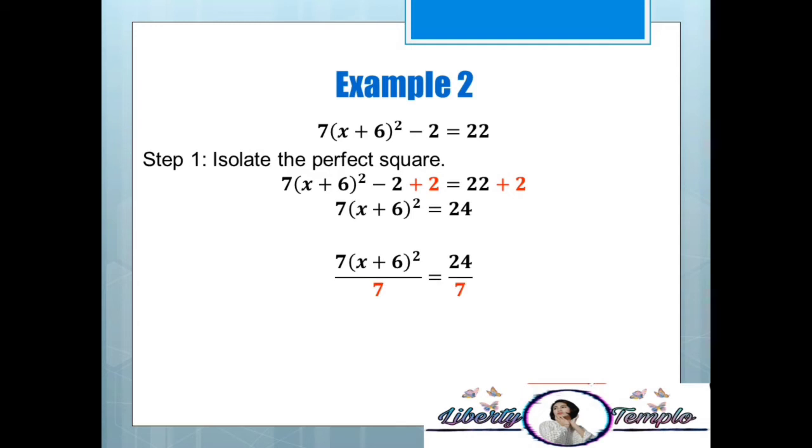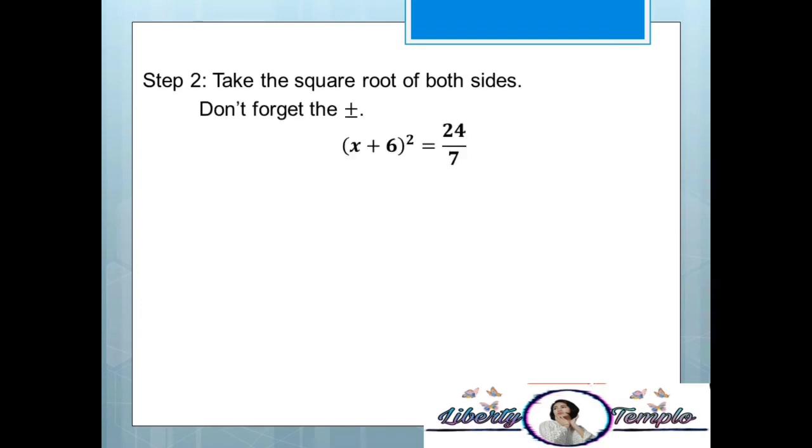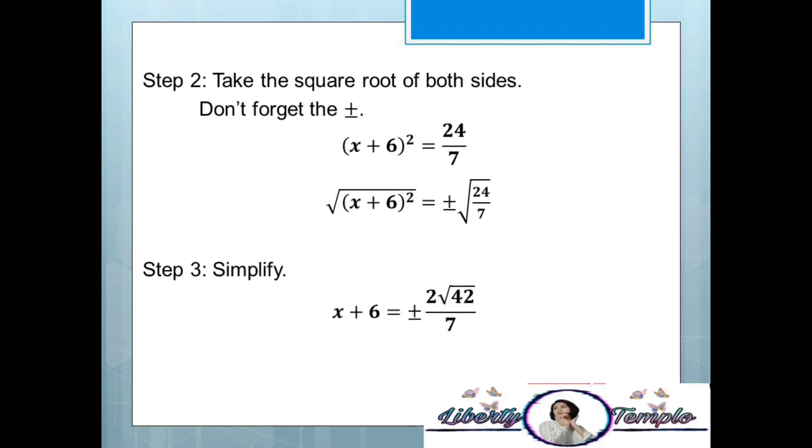Then, we need to divide 7 on both sides of our equation. So we have the quantity of x plus 6 squared is equal to 24 over 7. So we are now done with the first step. Next, let's perform the second step, which is to take the square root of both sides. So we have the square root of the quantity of x plus 6 squared equals positive negative square root of 24 over 7. Next, let's simplify.